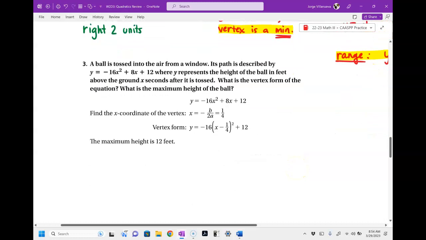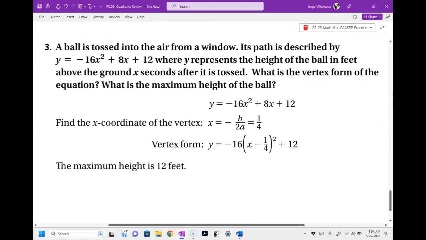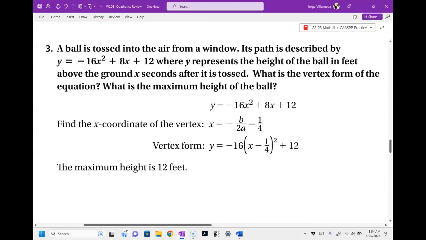So let's look at number 3. This might kind of freak you out a bit, but don't worry. You don't have to actually do the whole problem. You just got to figure out what your vertex is for this one. Okay? It says a ball is tossed into the air from a window. Its path is described by that equation, where y represents the height of the ball in feet above the ground, x seconds after it is tossed. What is the vertex form of the equation? What is the maximum height of the ball?